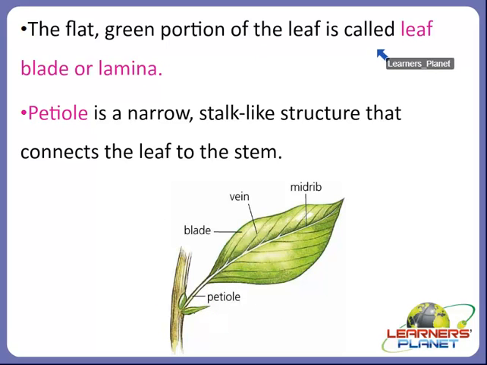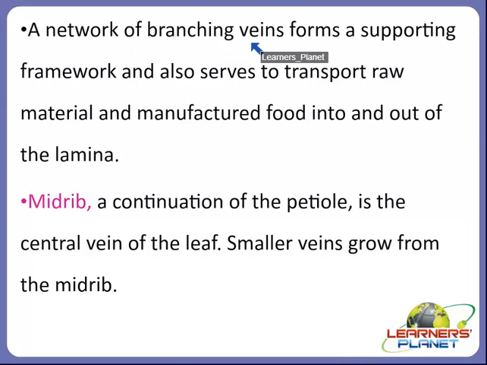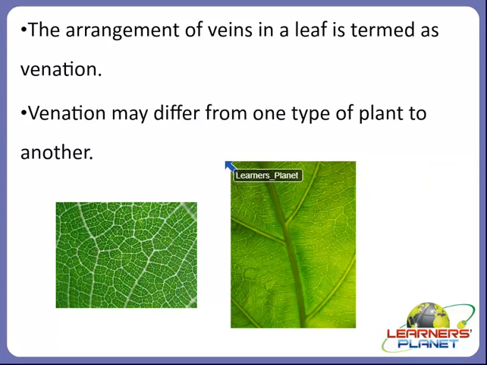The flat green portion of the leaf is called the leaf blade or lamina. The petiole is a narrow stalk-like structure that connects the leaf to the stem or stem node. Then a network of branching veins forms a supporting framework and also serves to transport raw material and manufactured food into and out of the lamina. And there is a midrib, which is a continuation of the petiole and is the central vein of the leaf, from which the smaller veins grow, right?